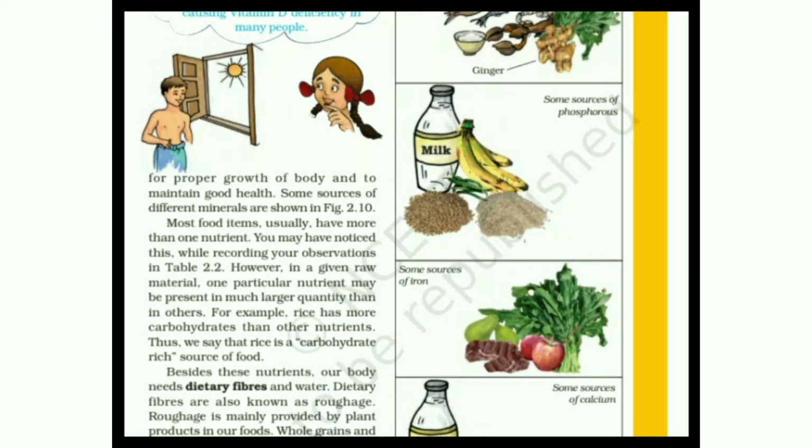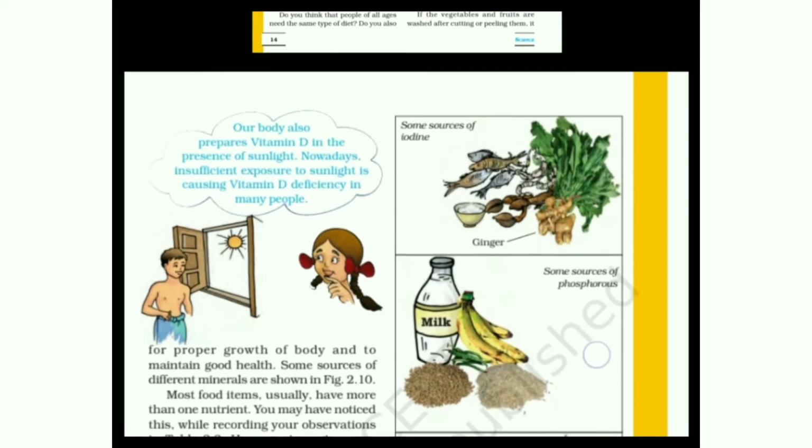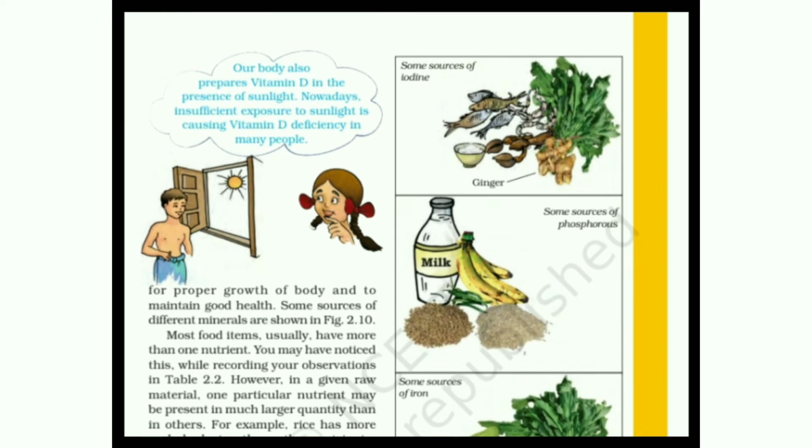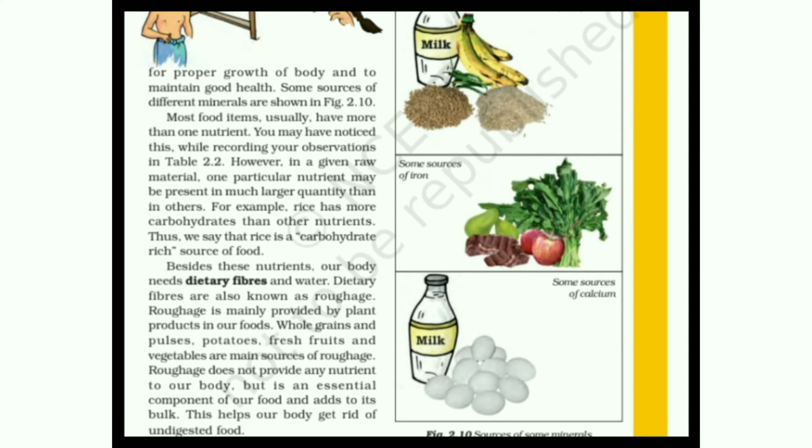So besides the nutrients and vitamins, minerals are needed by our body in small amounts. Each one is essential for proper growth of the body and to maintain good health. Some sources of different minerals are shown in figure 2.10. Sources of iodine: ginger, fish, salt. Phosphorus: banana, milk, green chili. Iron: spinach, meat, apple, etc. Calcium: egg and milk.